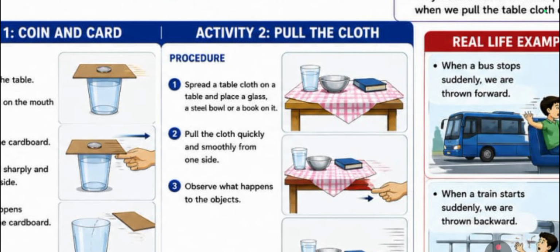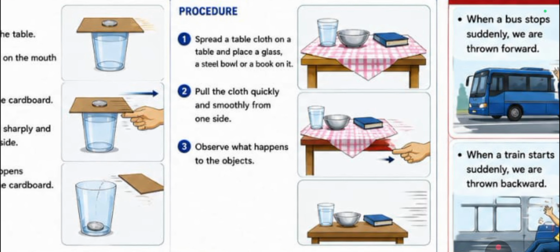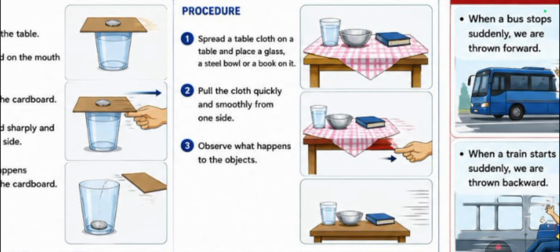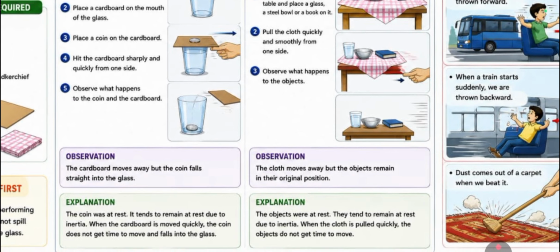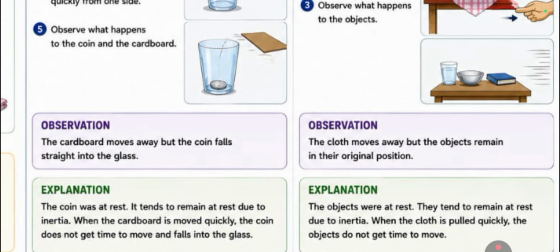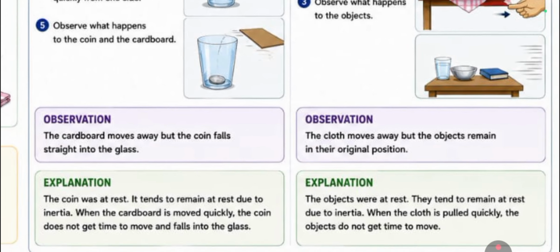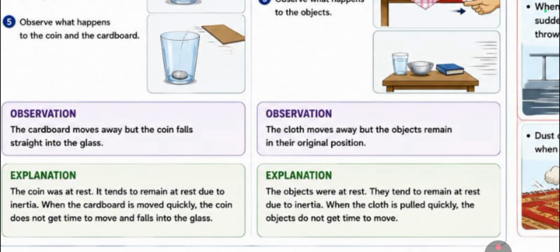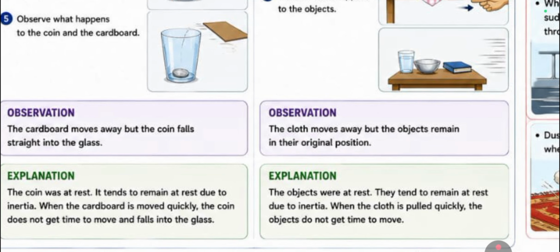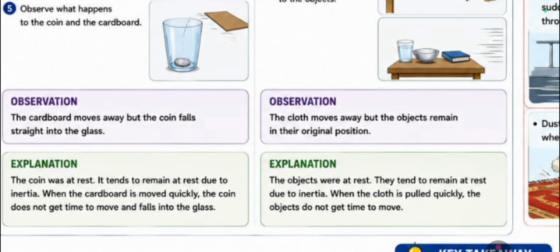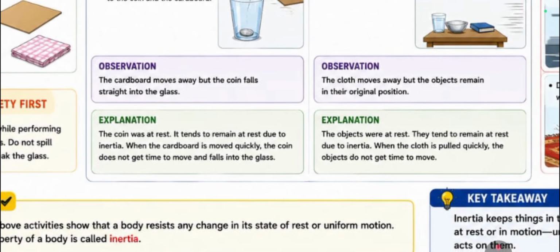Observe what happens to the objects. What happens? The cloth is moved but the objects are at the same place on the table. Here is the first observation: the cardboard moves away but the coin falls straight into the glass, as shown in the figure. In the second activity, the cloth moves away but the objects remain in their original position, as shown in the figure. In the first activity, what we have to understand is this.